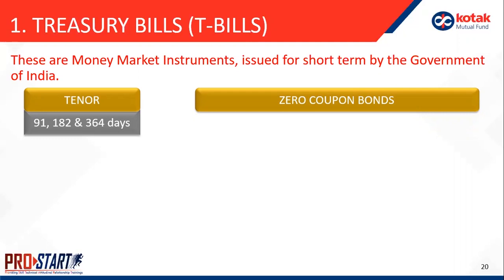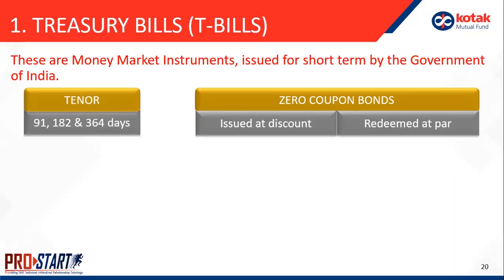Now the question is, why would anybody buy a product which gives zero coupons? This is because they are issued at discount and redeemed at par. So the difference between the issue price and the redemption price is the earning for the T-bill holder.